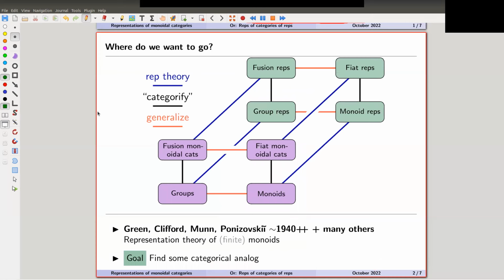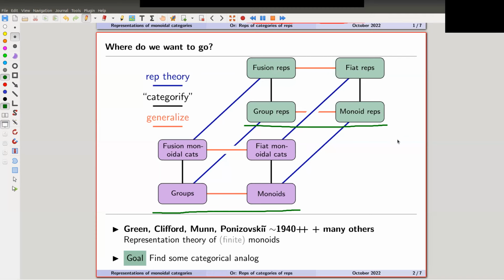All right, so let me give you some background here. The whole story is actually motivated by, and very closely related to, the representation theory of monoids and groups. I won't go into details just because I don't have time, but essentially this is the picture that I have in mind. At the bottom slice of my cube, you see classical representation theory. So you see groups and monoids, and at the back you see their representations, group representations, monoid representations.